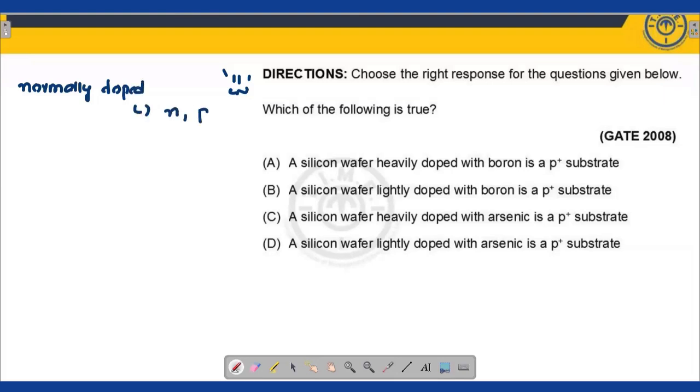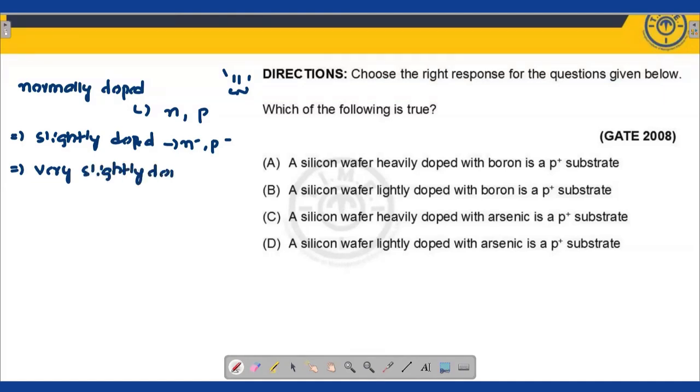N type and P type is. Next is slightly doped, which is N minus and P minus for N type and P type. Very slightly doped will be N minus minus and P minus minus. Okay.